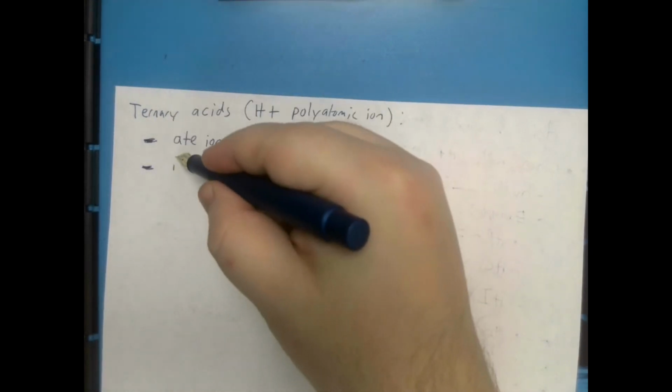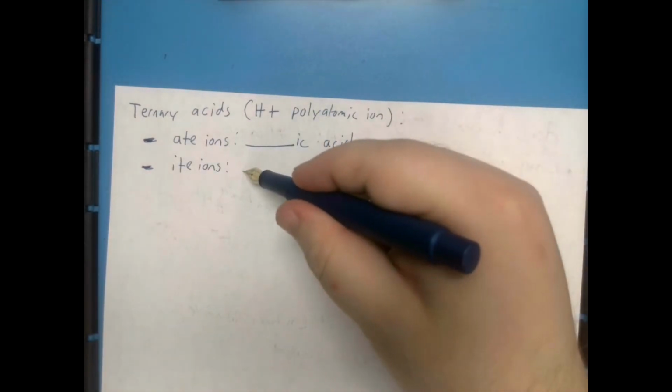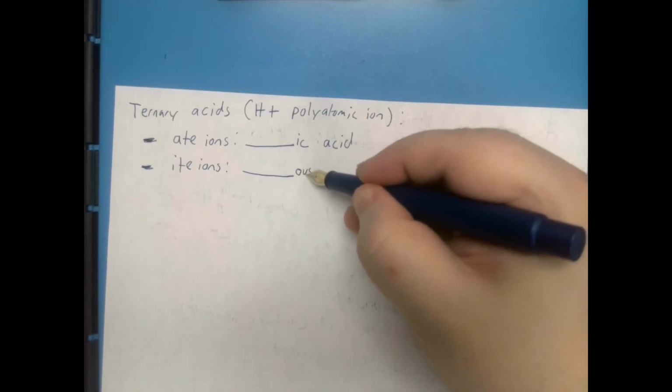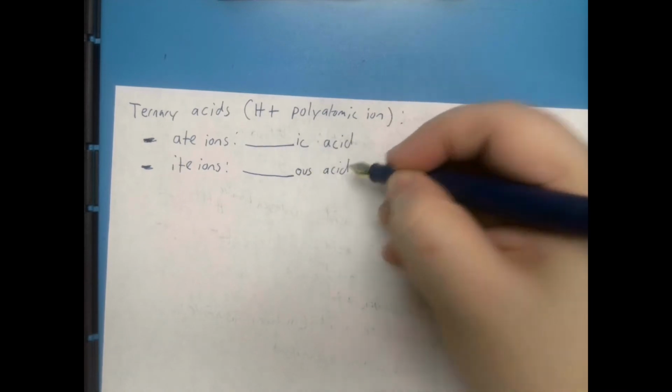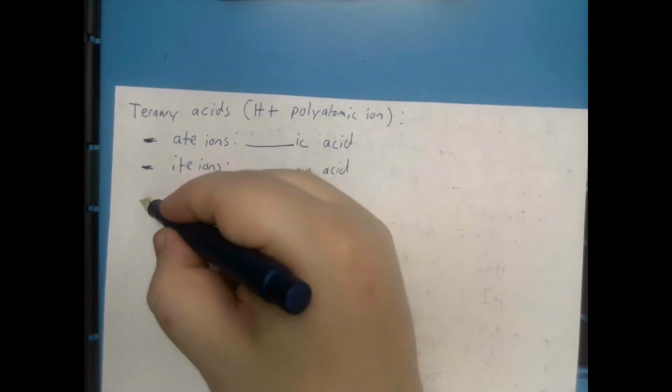So for ite ions, we replace it and add OUS, and the word acid after it. So let's do some examples.